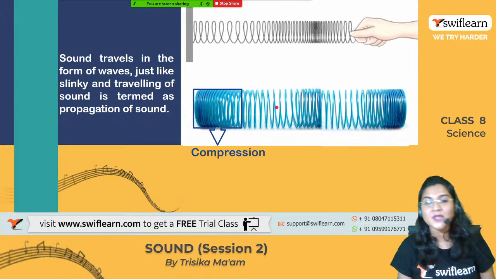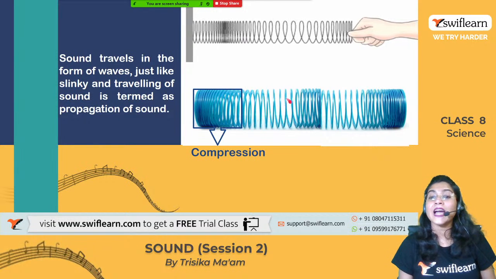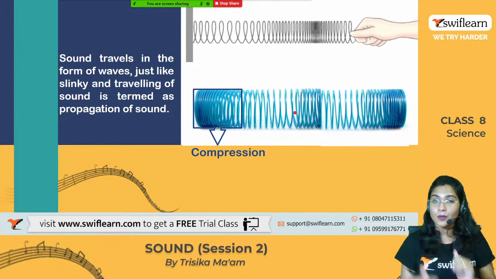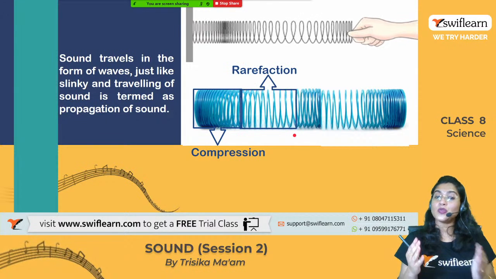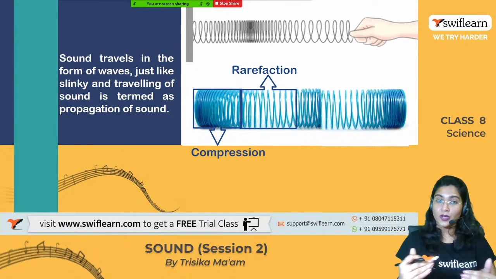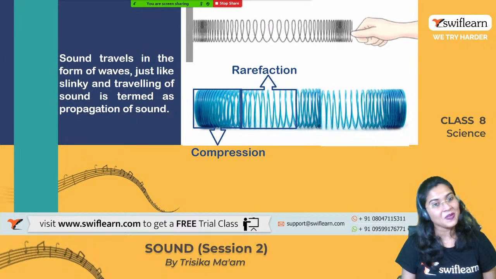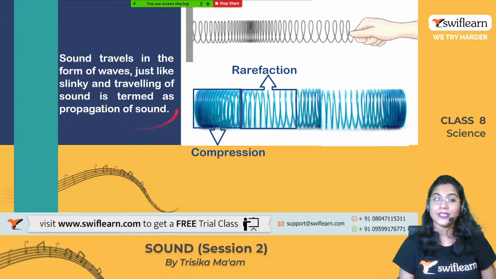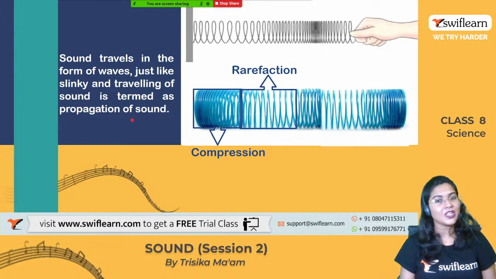Okay, and just beside it, the region of the slinky where the rings are far apart, or if you produce the sound, where the air particles are far apart from each other, that region we call the rarefaction. And due to this compression and rarefaction, the sound propagates or travels through the medium, and accordingly we will be able to hear the sound, right? So when the sound travels from one region to another, we call this the propagation of sound. Understood? After this much, clear?